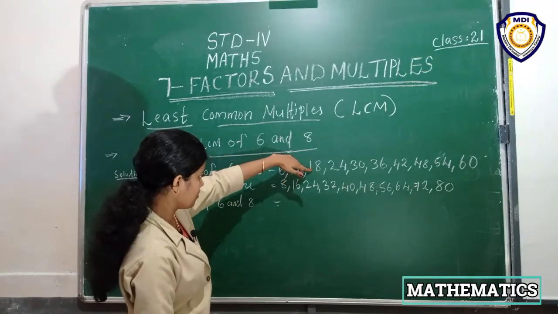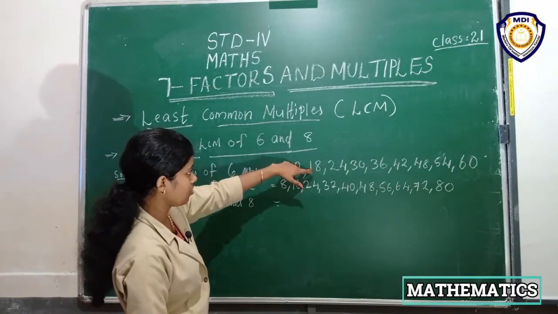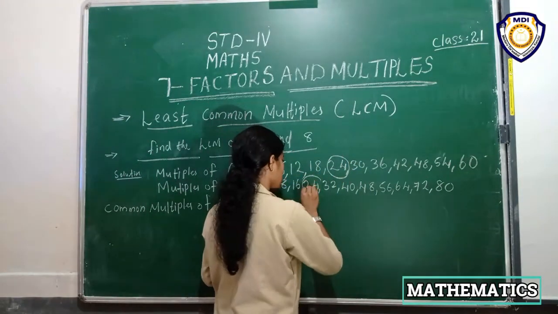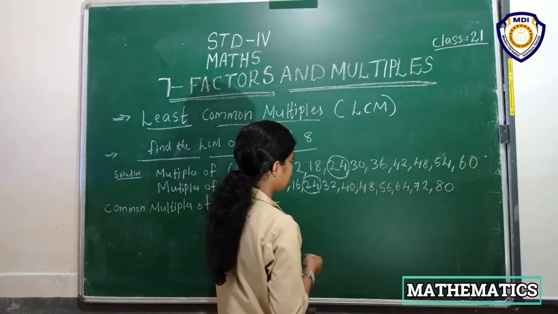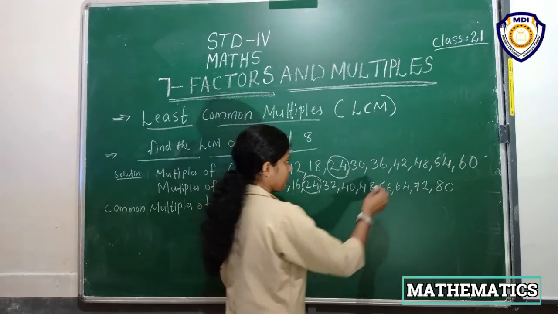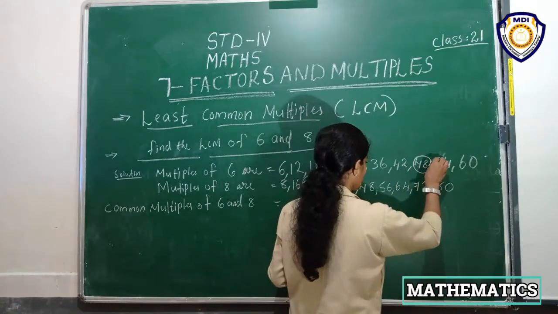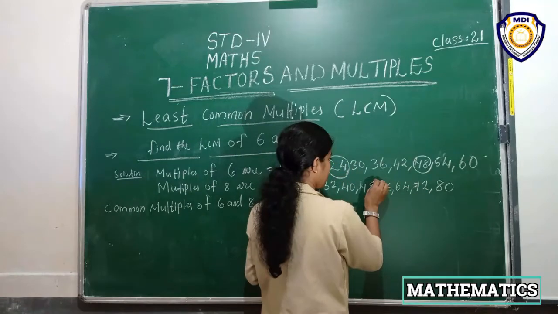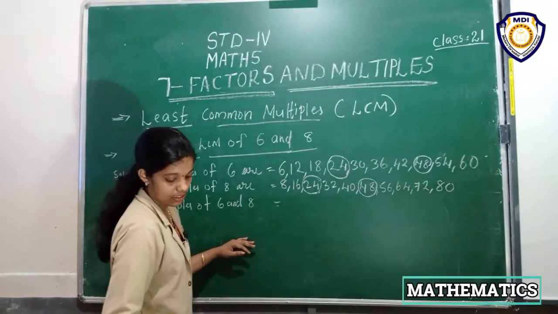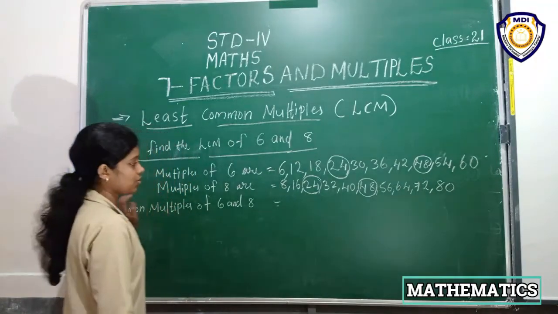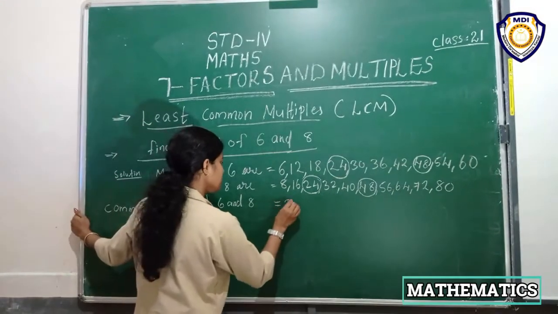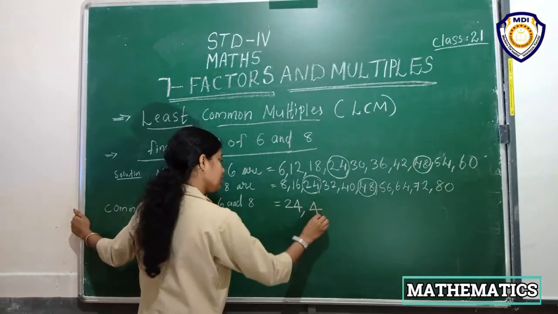18, no. 24, yes, we find 24. Then 30, 36, 42, no, 48, yes. So the common multiples are 24 and 48.